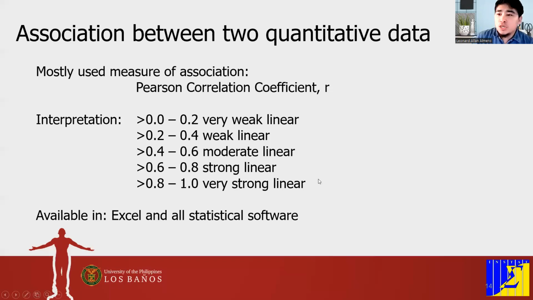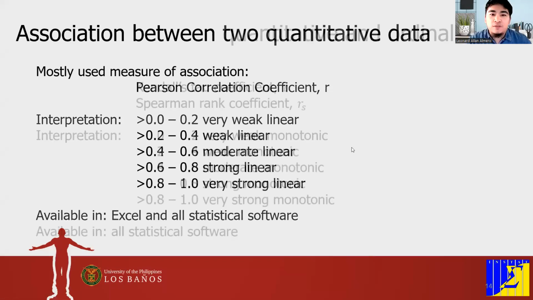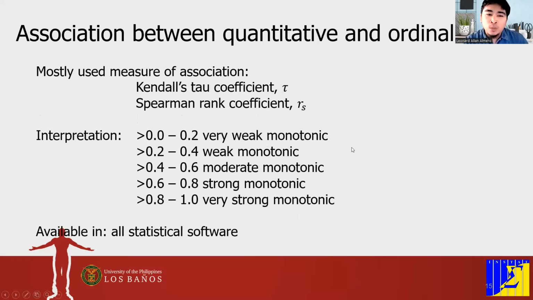So that is the association between two quantitative data. Now what if we have a quantitative data and an ordinal level of measurement data? Okay? Ang mostly used measure of association po dito, kung mapapansin niyo po, ang nilalagay ko lang ay mostly used. Hindi po kasi siya nakataga sa bato or hindi siya fake na ito lang yung pwede mong gamitin.